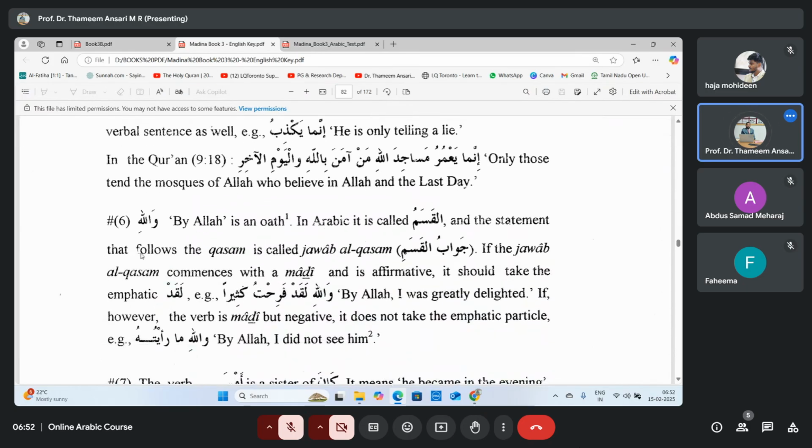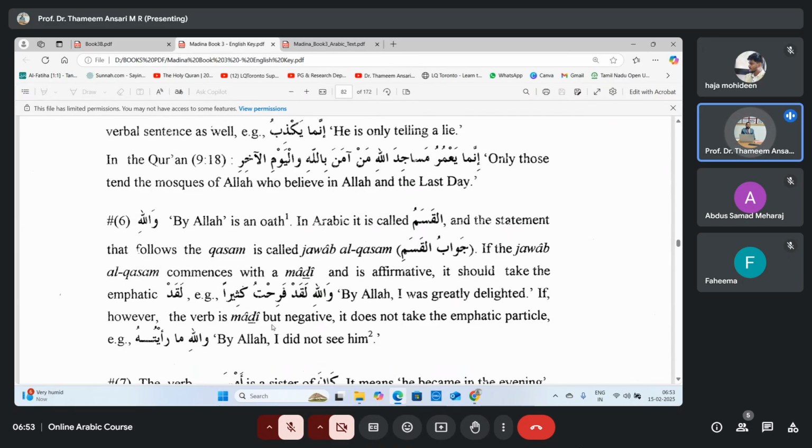Point number 6. Wallahi, by Allah, is an oath. In Arabic it is called al-qasam. And the statement that follows the qasam is called jawab al-qasam. The jawab al-qasam commences with a madi and is affirmative. It should take the emphatic لقد. Example, والله لقد فرحت كثيرا. By Allah, I was greatly delighted.